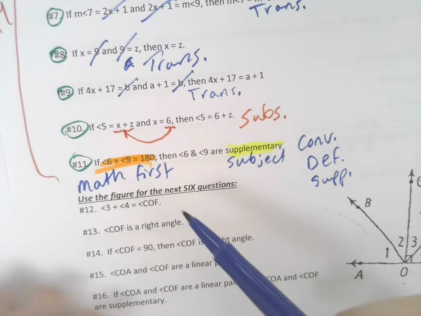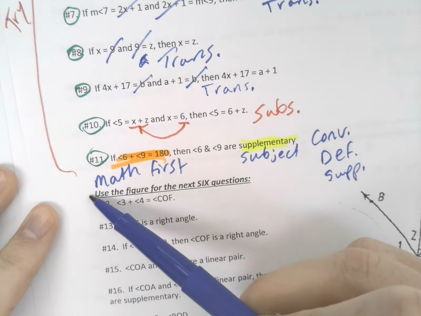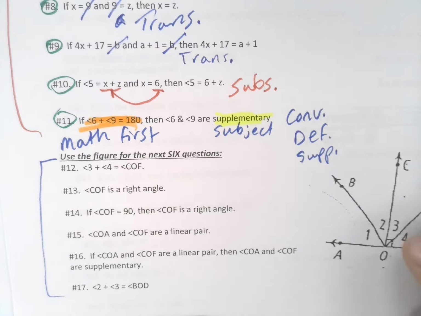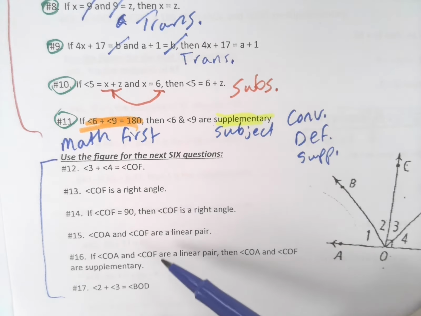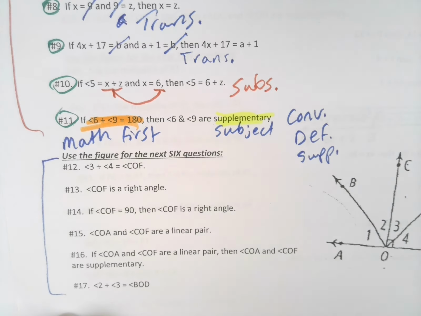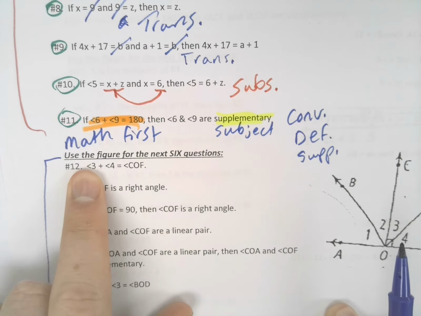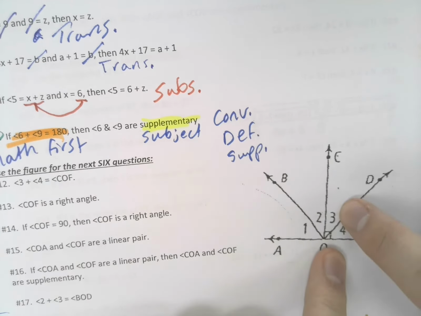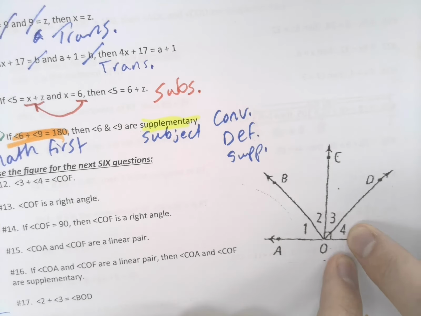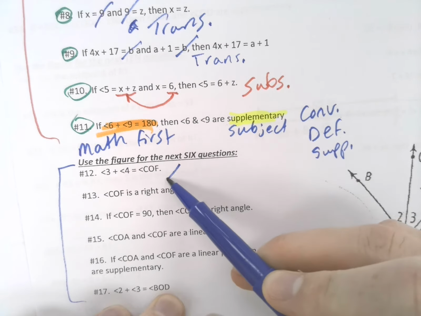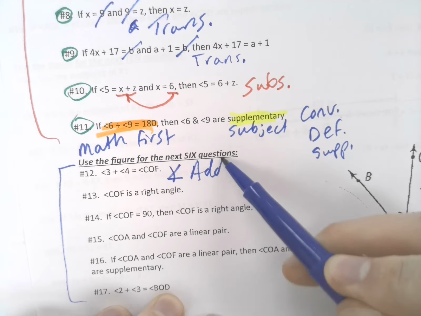Now, here's where we got to be extra careful. If you're actually dealing with a proof that is connected, we're using this figure over here for the next 6. It's going to be very important that you not get your definitions and proofs and postulates mixed up here. So first off, angle 3 plus angle 4 equals angle COF. So angle 3 plus angle 4 equals the whole angle. Now, does that remind you guys of something? Absolutely. We're talking angle addition postulate.